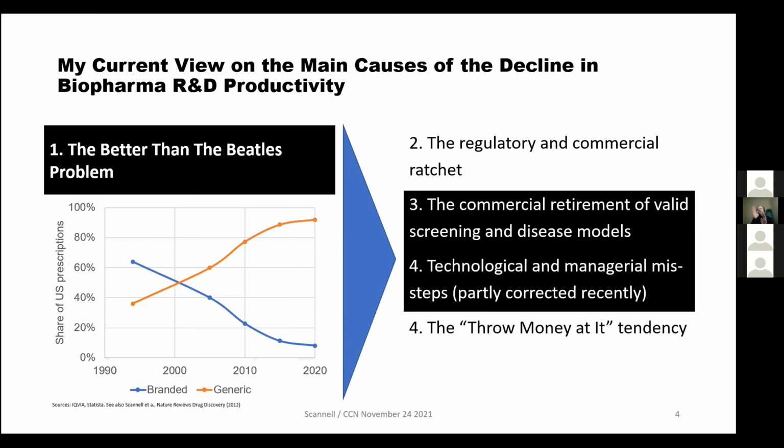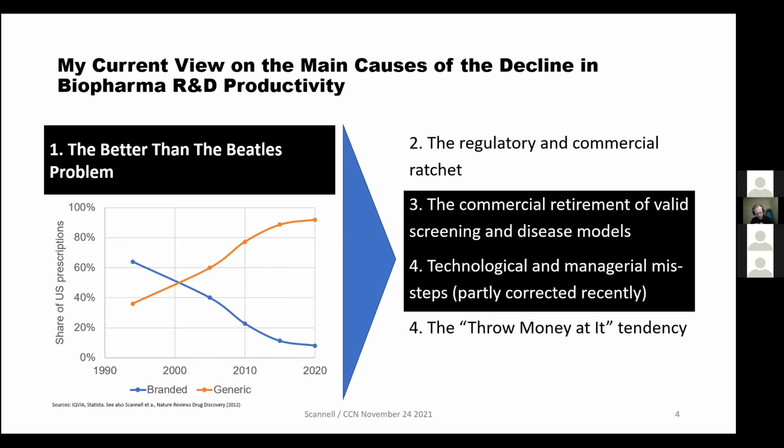Then on the right-hand side, there are a number of secondary problems. The fact that we've got this ever-improving back catalogue of virtually free and effective drugs in many therapy areas tends to raise regulatory and commercial barriers. That makes clinical trials much bigger, much more expensive, much more complicated.